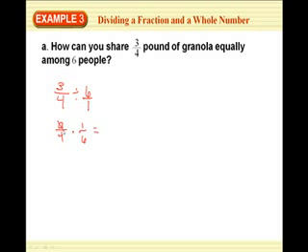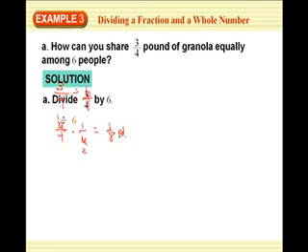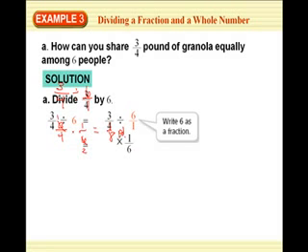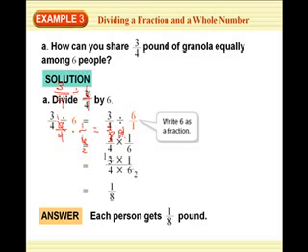Flip the second fraction over. Now look at 3 and 6. 3 goes into 3 once. 3 goes into 6 2 times. So each person can get 1/8 pound of granola. Cancel. See, they're going to cancel it out just like we did. 1/8 pound.